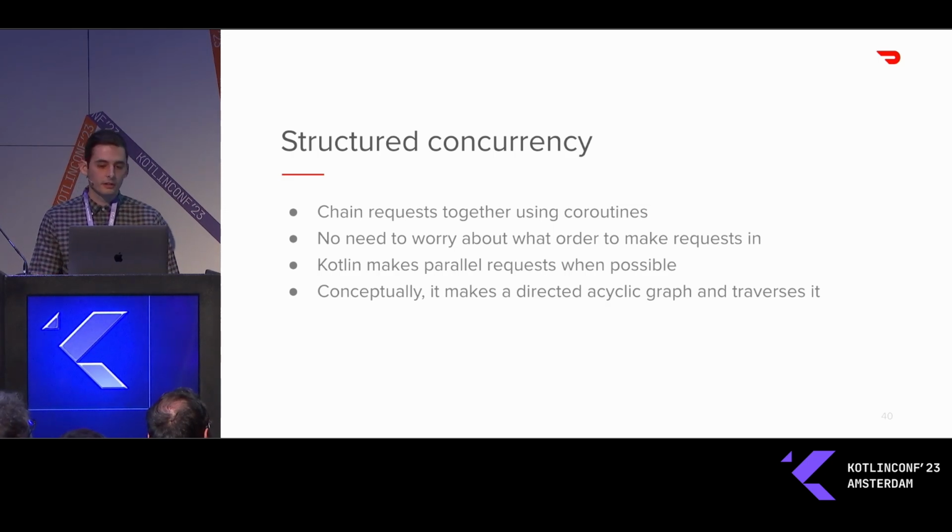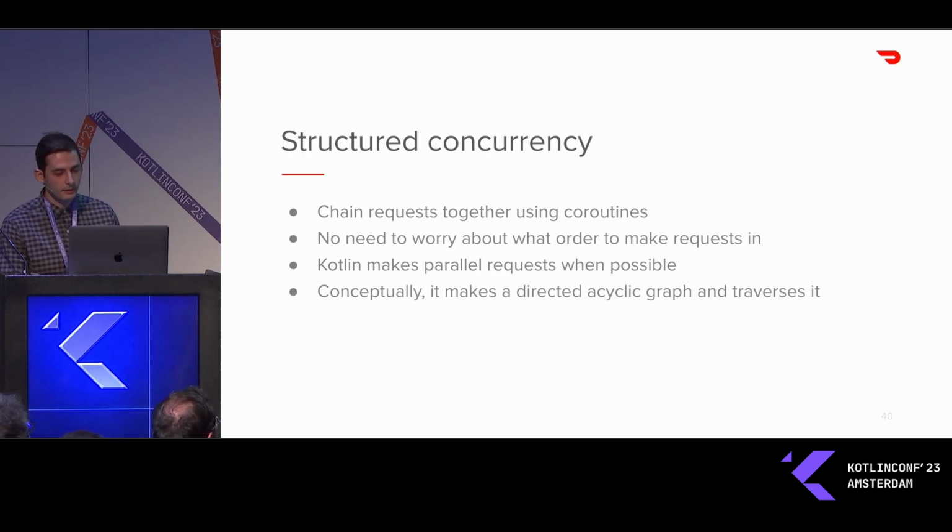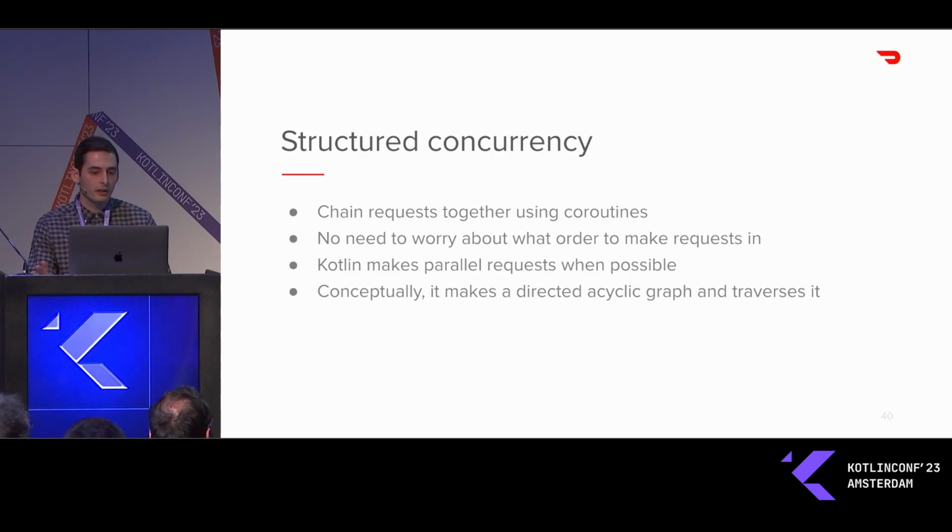In our case, we'll chain together our API calls using coroutines. Conceptually, this makes a directed acyclic graph of coroutine dependencies. And there's no need to worry about what order to make requests in or whether they can be done in parallel. Kotlin will figure that out for us. Conceptually, you can think of it as it's traversing that graph of dependencies. So what does this look like in practice?